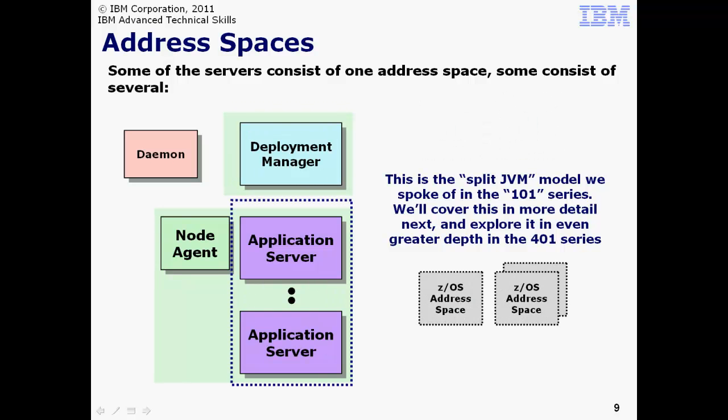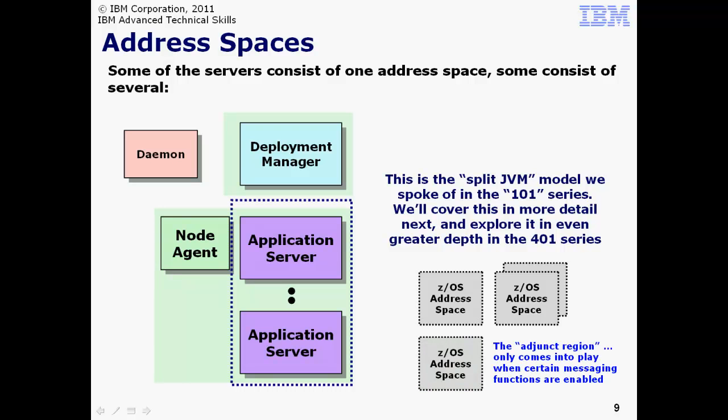Your applications do run in application servers. Application servers employ the same split JVM model as the deployment manager. Therefore, an application server consists of 2 address spaces at a minimum, with the potential to have more if configured. There's one more address space possible with application servers. It's called the Control Region Adjunct. It's what hosts the messaging engine, which is part of the built-in messaging function of WAS. The adjunct only comes into play if the messaging SI bus is configured and a server is connected to the bus to host a messaging engine.